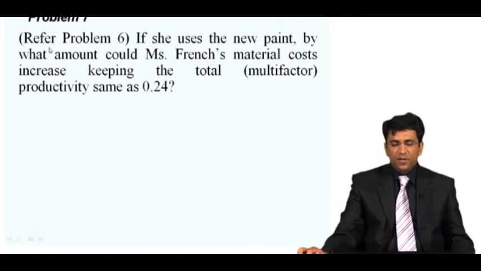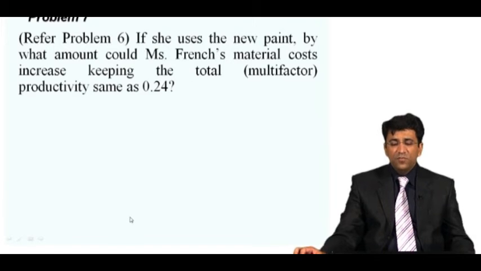This is the next problem. Again, if we refer to problem 6, if she uses the new paint, by what amount could Miss French's material cost increase, keeping the total multi-factor productivity the same as 0.24? Now this is a technical question, I would say.